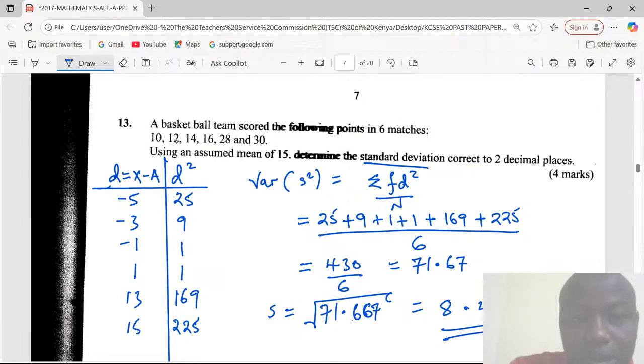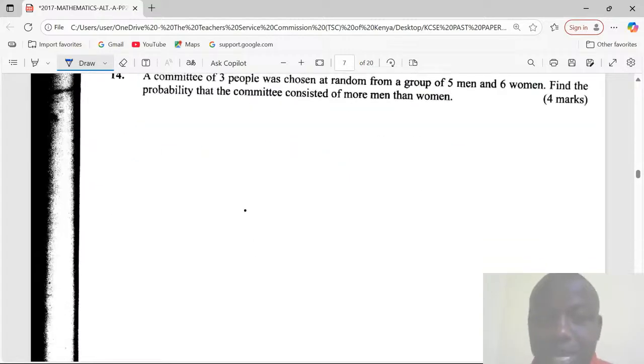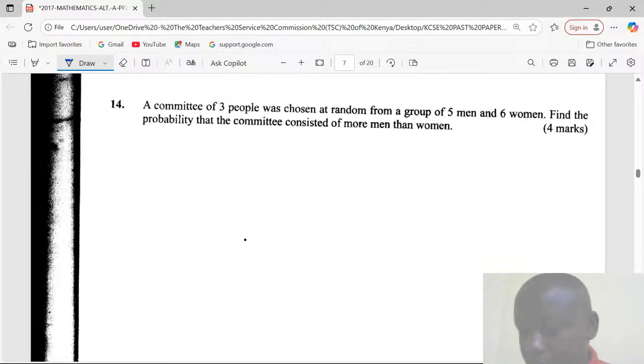Each value, according to how they have been stated here, 10, 12, 14, like that, we subtract each from the assumed mean. That's how we got the deviations. Number 14.